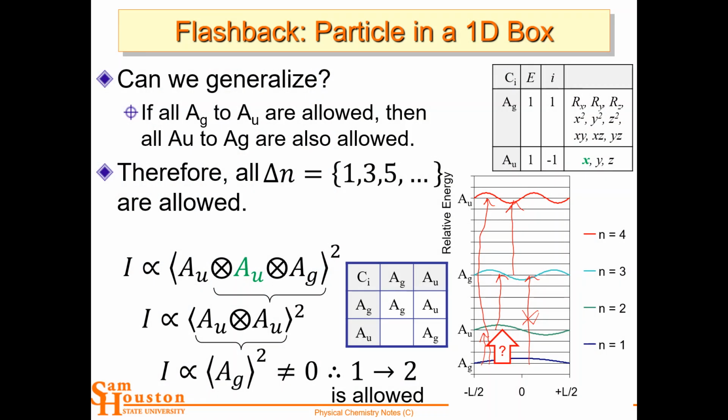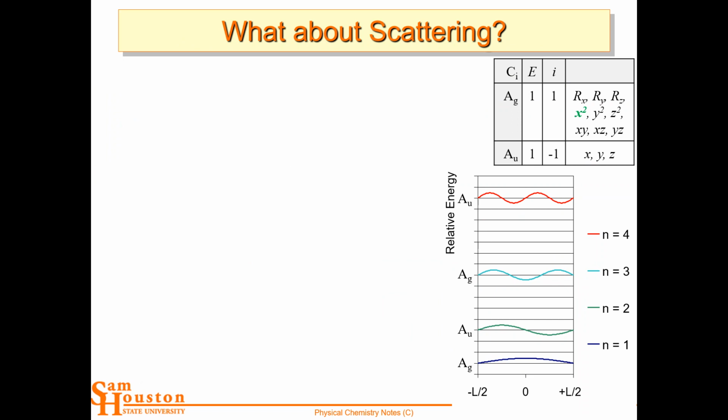So now let's talk about scattering, because it makes it a little more interesting. Okay, we're going to change things up a little bit. Let's talk about what a scattering transition is. There's certain things about scattering that you need to know. Okay, scattering is a 2-photon process. In our particle in a box, that has to be x squared. There is no xy. There's no xz. In water, there would be.